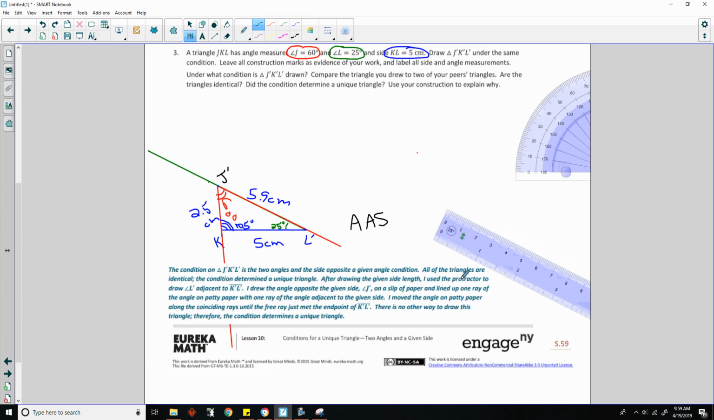After drawing the given side length, I use the protractor to draw angle L prime, the adjacent to K prime L prime. So I drew KL and then that angle. I drew the angle opposite the given side J prime on a slip of paper and lined up a ray of the angle on a patty paper with one ray of the angle adjacent to the given side. I moved the angle on the patty paper along the coinciding rays until the free ray just met the endpoint of K prime L prime. So that meaning this segment here hit right there. There is no other way to draw this triangle, therefore the condition determines a unique triangle.